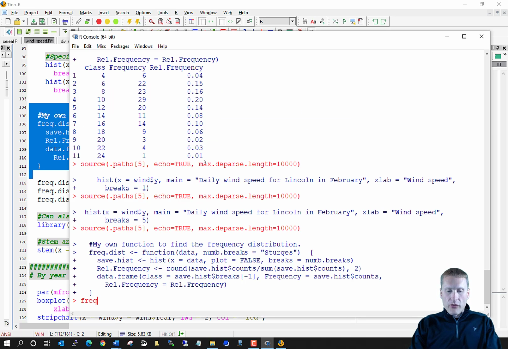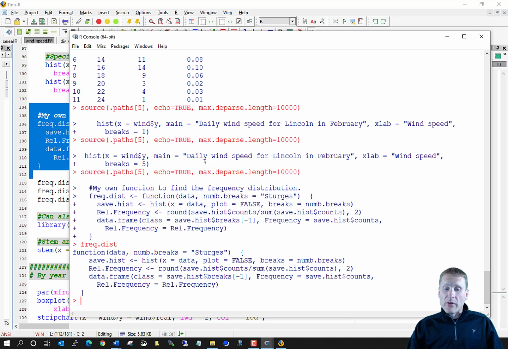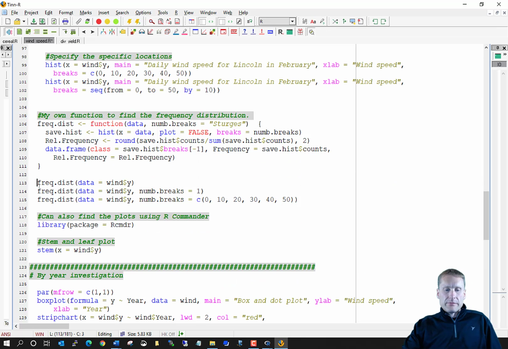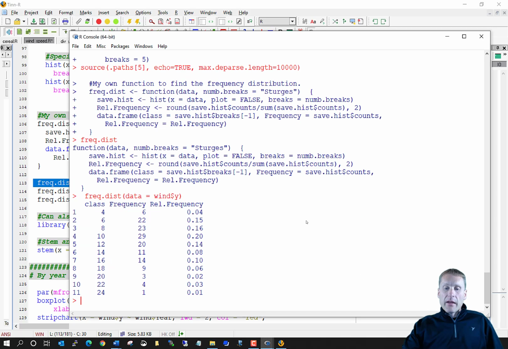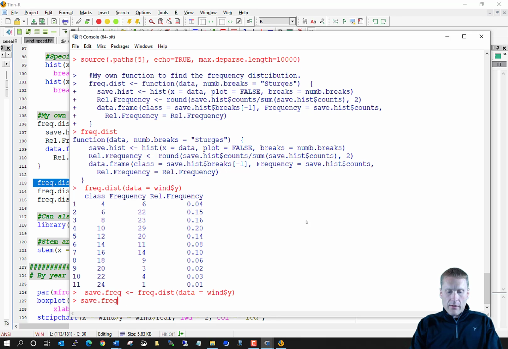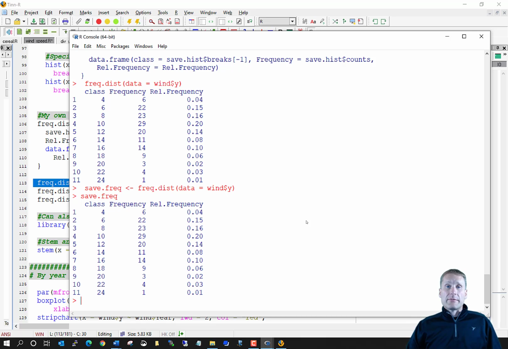Again, in R's terminology, we have created our own function. This function is also an object as well. And then let's actually use freq.dist with our wind speed data. And here's our table. If I wanted to, I could have saved the results. Let's call it save.freq. And saved it into an object. Okay.